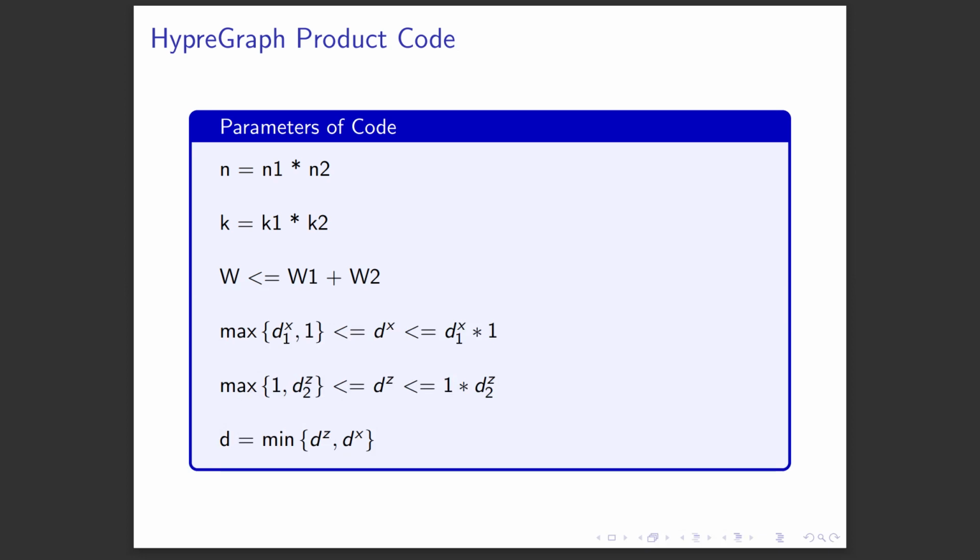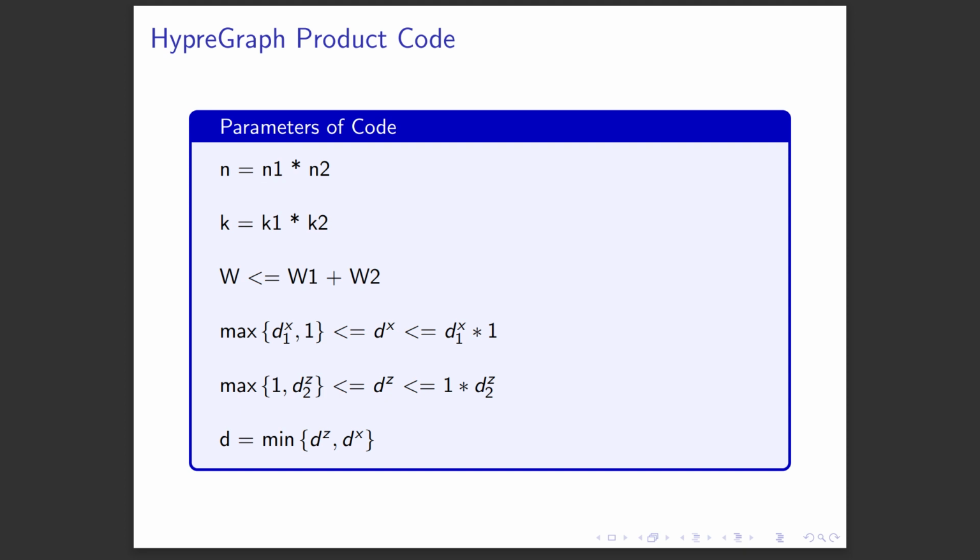Let's say delta again. The parameters of the delta code are as shown here. N is n1 times n2, k is k1 times k2, w is less than or equal to w1 plus w2. Coming to the distance, we can see that the lower bound and upper bound are coinciding, which means that dx will be d1 of x, without loss of generality, and dz is d2 of z. So d, which is the minimum of dz and dx, will be the minimum of d1 of x and d2 of z. So you can see that the distance is not scaled, though the encoding rate is scaled accordingly.